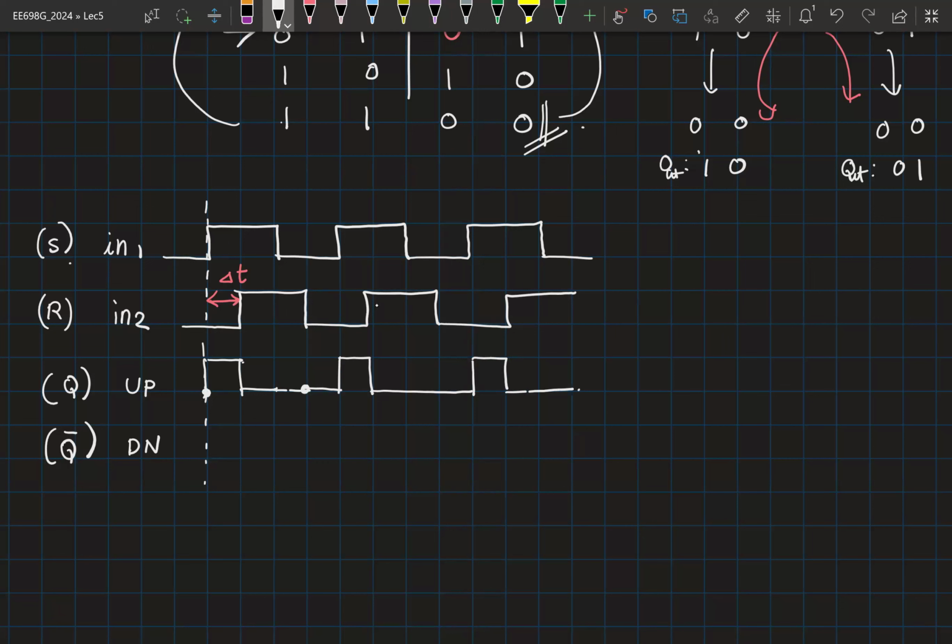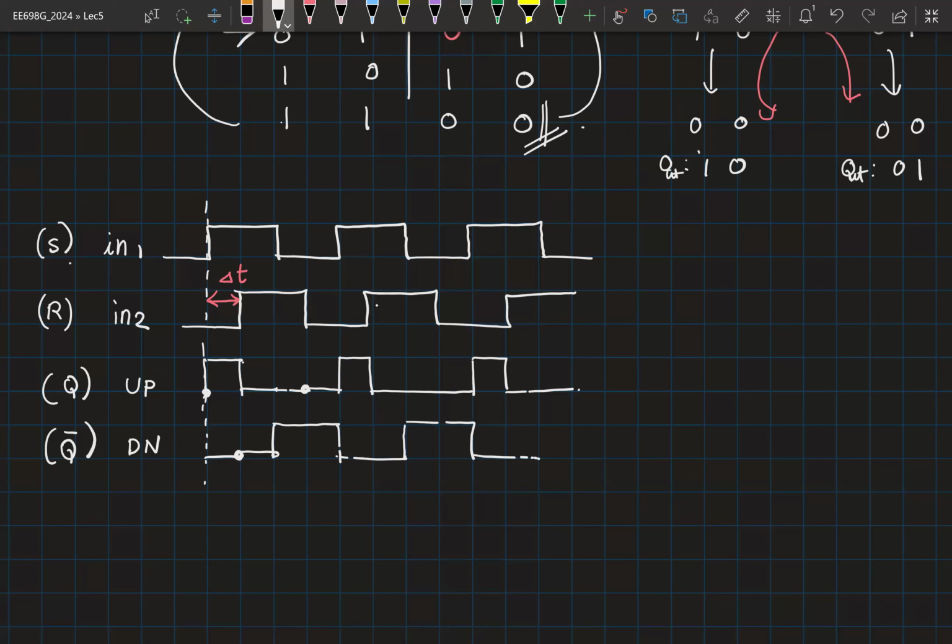Right? Now for down, how would down look like? Can I directly invert up and sketch it there? No. So here it is 0. When both of them go high, it remains at 0. Now it goes high here. And it remains high till this point. And then this is now periodic, so I can directly sketch the next waveform here.